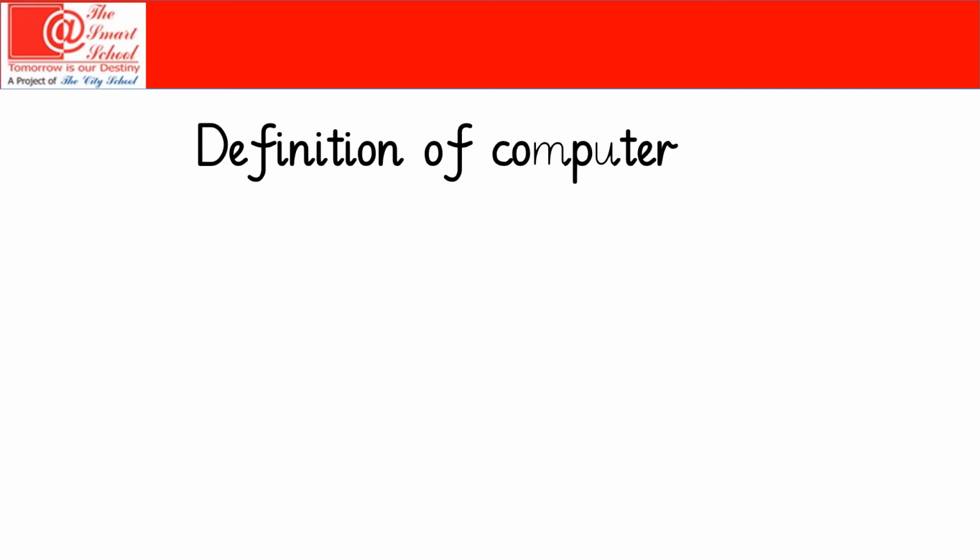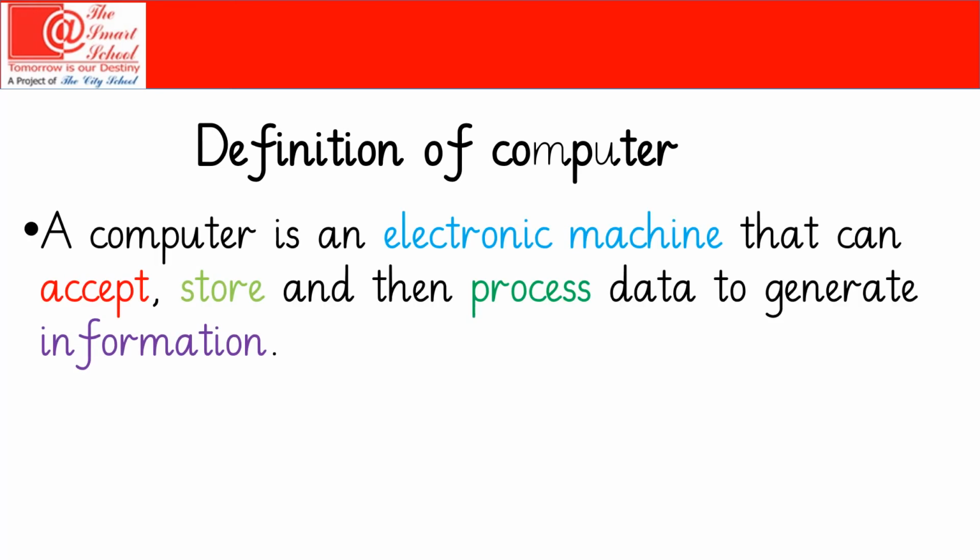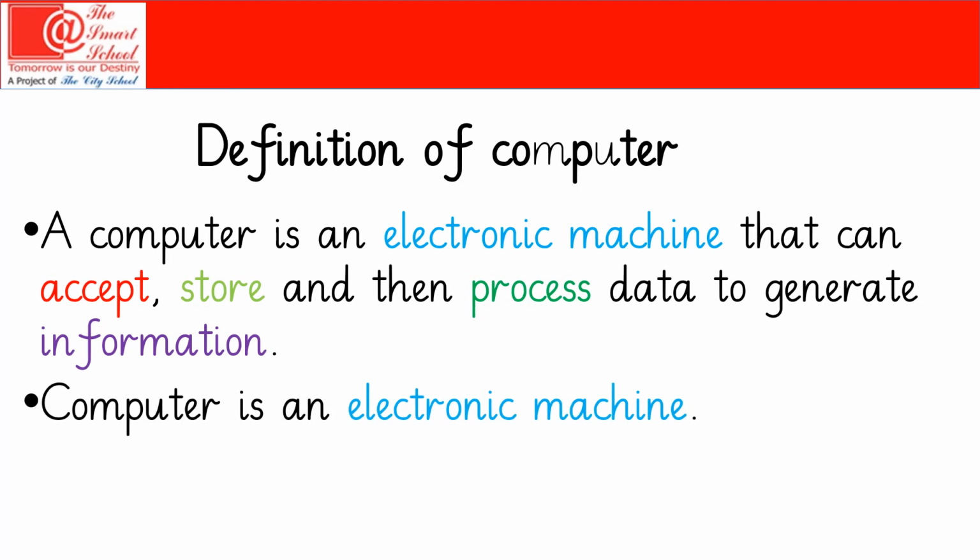Now, let's see if you can give the definition of a computer. You might have read it in your textbook. You can read it from the textbook again. Yes, a computer is an electronic machine that can accept, store, and then process data to generate information. Computer is an electronic machine. It means that it works on electricity.